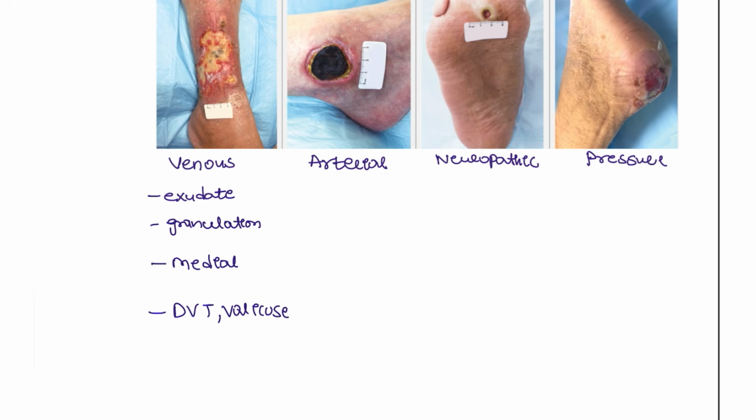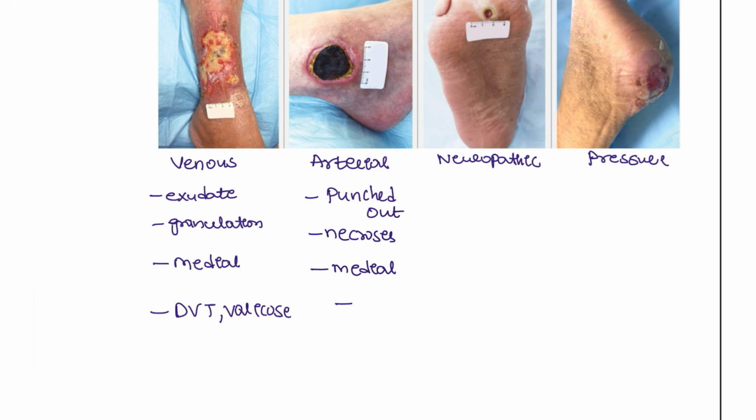Next, arterial ulcer. Arterial ulcers are punched out ulcers, and they also contain necrosis, which will be seen here. They also involve the medial side. Diabetes mellitus patients and those with hypertension, comorbid patients, will have the arterial type.